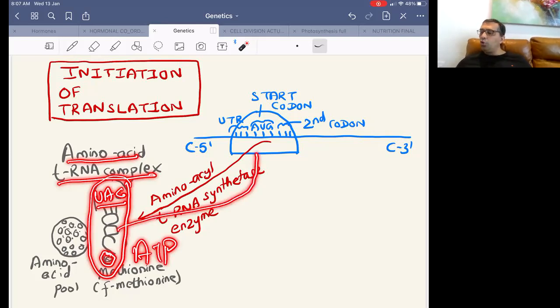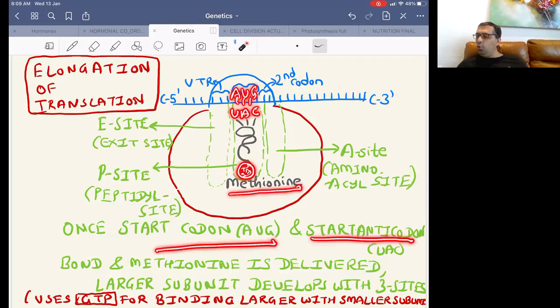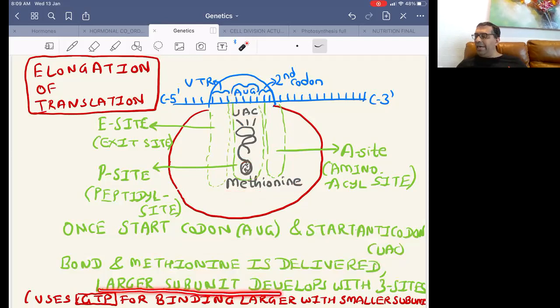So anticodon goes towards the codon, and here you have AUG, and here you have UAC, and the tRNA brings the amino acid methionine. Now, methionine is delivered as soon as one start codon AUG and start anticodon UAC bond, and methionine is delivered, the larger subunit develops with the three sites.